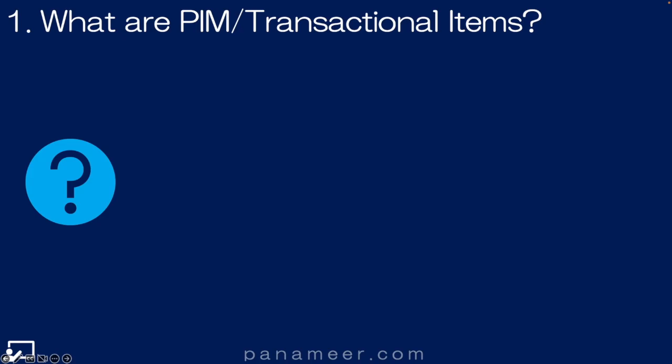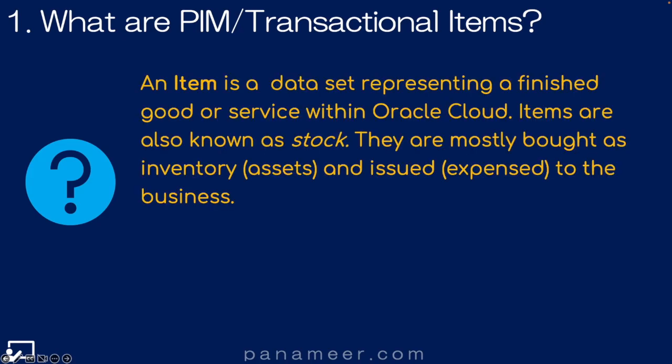What is a PIM or transactional item? An item is a dataset representing a finished good or service within Oracle Cloud. Items are also known as stock. They are mostly bought as inventory, meaning assets, and issued or expensed to the business. PIM items are defined during the inventory design process. Click the link above to watch a quick video explaining the inventory design process, meaning the entire process that starts before you touch any of Oracle Cloud.